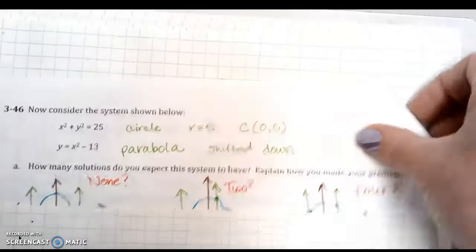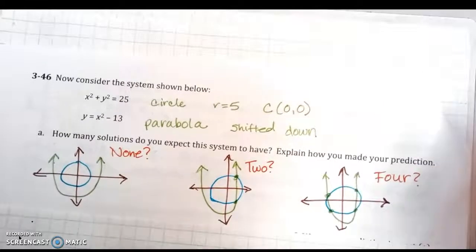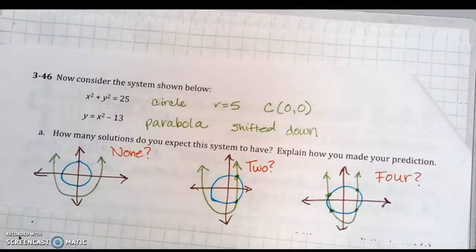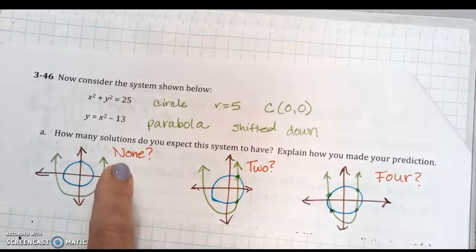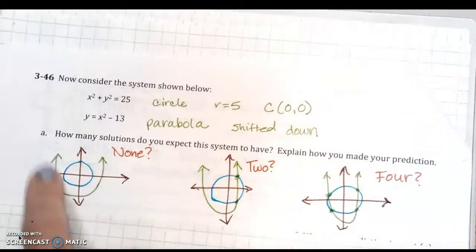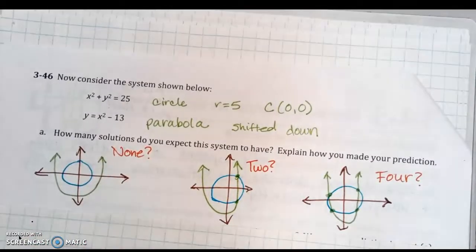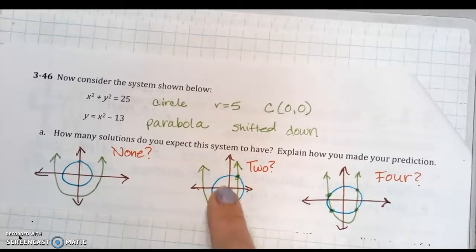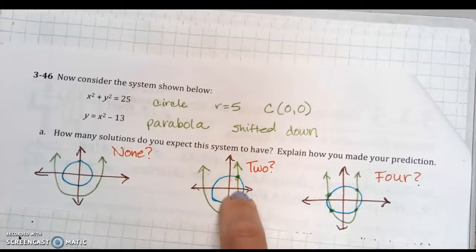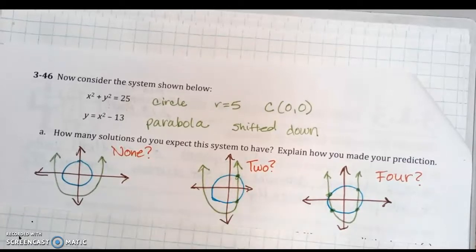So there are a couple of choices. Question A says, how many solutions do you expect this system to have? Explain how you made your prediction. Okay? So there are a couple different options, right? What if it had no intersections? So the circle is right here. The parabola goes around it. Okay? What if it had two intersections? Here's your circle, and only one side of the parabola goes through 2 points on the circle.